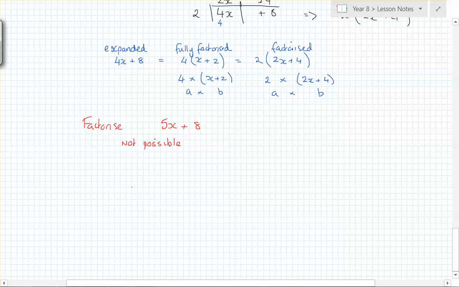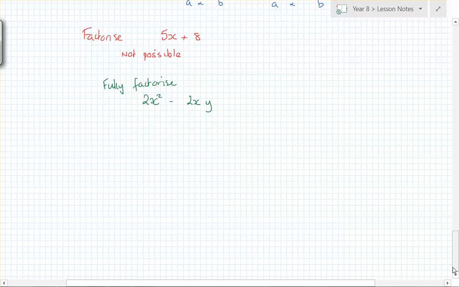Just one more example then. If I said to you, we've got 2x squared minus, sorry, I'm going to change that, 2xy. So if I said to you, fully factorise 2x squared minus 2xy, put your hand up if you know how to do that. Put your pen down if you're still writing, because you've got a chance.